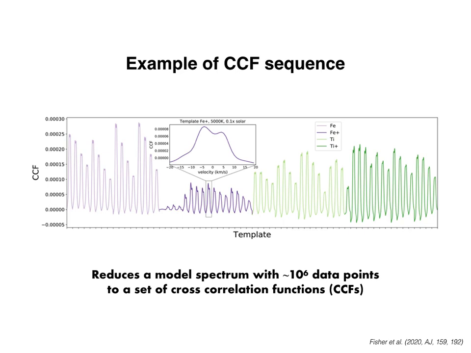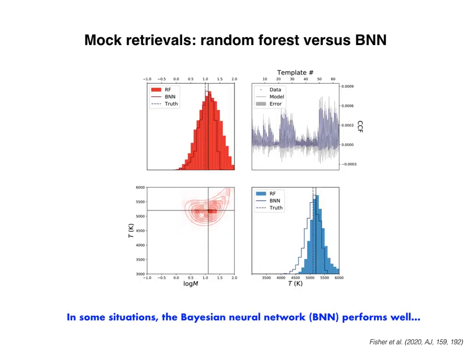In this study, Chloe Fisher, one of my students, also tested the random forest against other machine learning methods. One method that she tested this against is called the Bayesian neural network, and one can debate how Bayesian the Bayesian neural network is. It does pretty well in this example. We know what the truth value is for the metallicity in red and the temperature in blue. The truth value is a dashed vertical line, and you can see that it does pretty well.